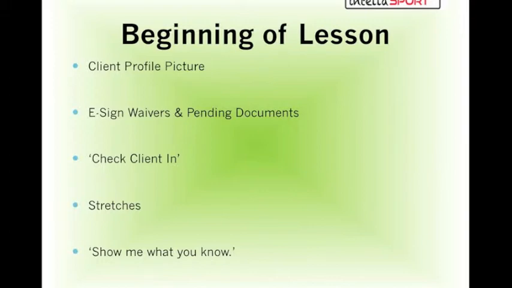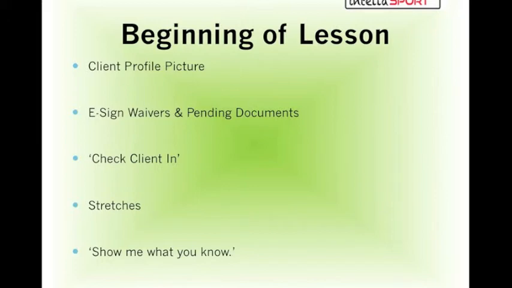Today we're going to talk about the beginning of a tennis lesson. The first thing that you want to do when you start your lesson is you're going to take a client profile picture. You're going to have a laminated sheet with the tennis levels listed. You're going to circle which tennis level they're currently at. You're going to have the child hold that up, and you're going to take a picture of them. Just as we've seen before, you're going to add that picture to their profile. This way, we know exactly where they started off and where they'll end at the end of their lessons.